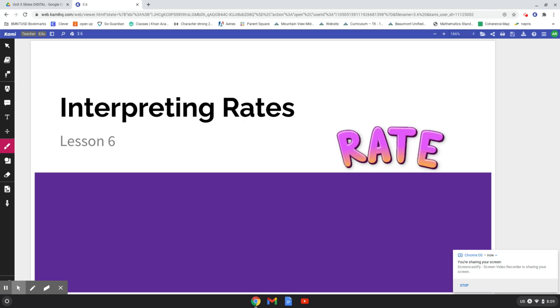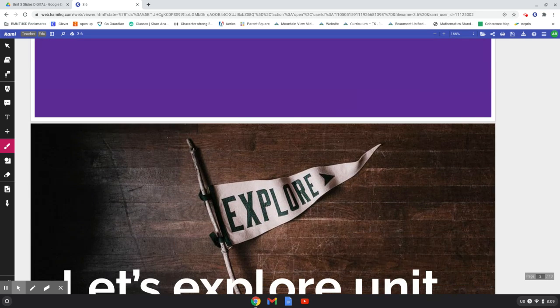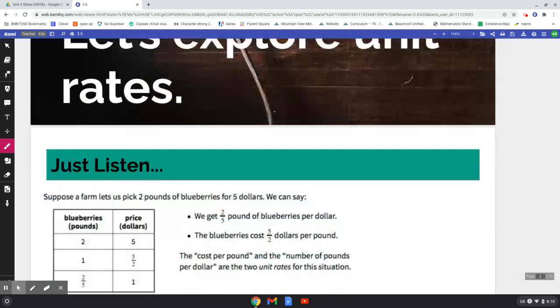Okay, today we're doing interpreting rates. So we're going to be talking about unit rates. That's the whole topic for today. It says, let's explore unit rates.